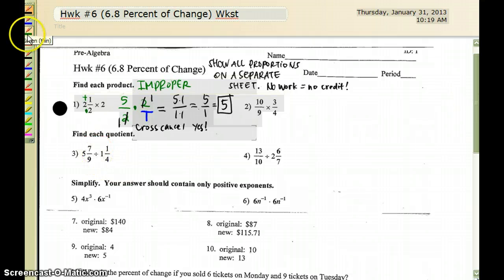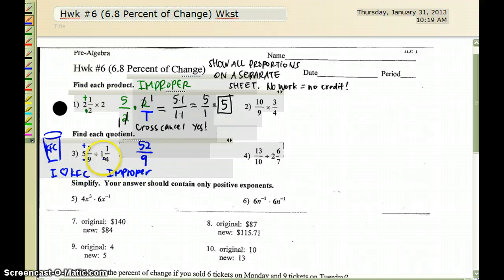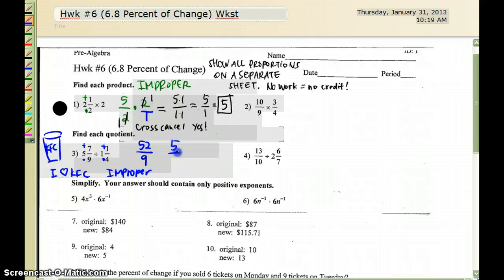When I divide fractions, I want to think about my bucket of chicken from KFC, and I want to share my bucket of chicken, hopefully with others. So I'm going to do I heart KFC. So the I stands for improper. So first I need to make them improper. So I'm going to multiply 5 times 4, add the 7, giving me 20 plus 7, which is 27 over 9. Keep the denominator. I'm going to multiply 1 times 4, add the 1, which makes 5 over 4.